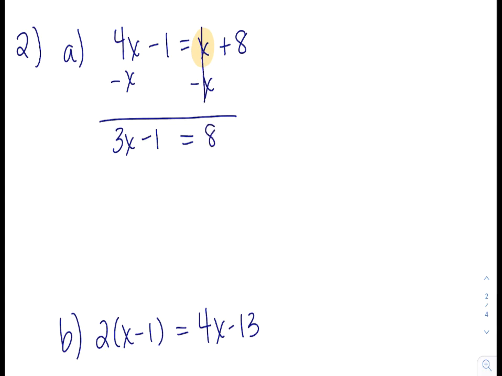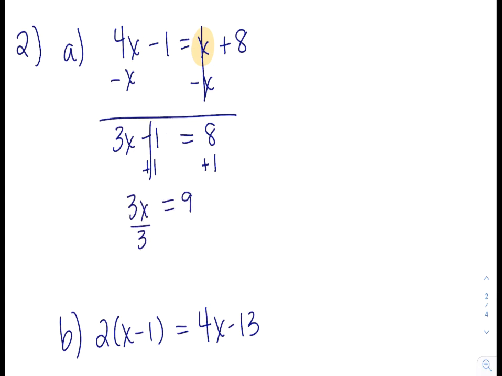Now we're looking at an equation much like we had in question 1. We can add 1 to both sides so that those cancel. 3x equals 9, and then finally divide both sides by 3, and that tells us that x equals 3.